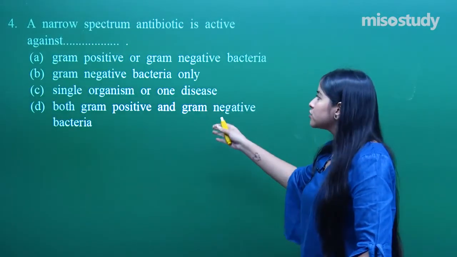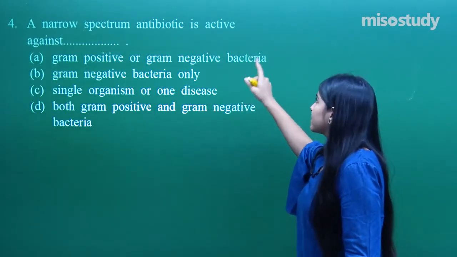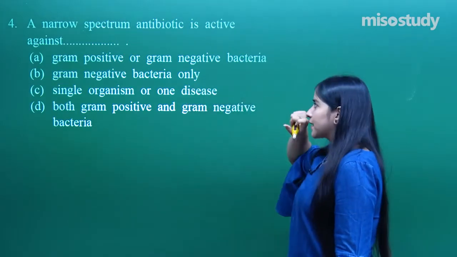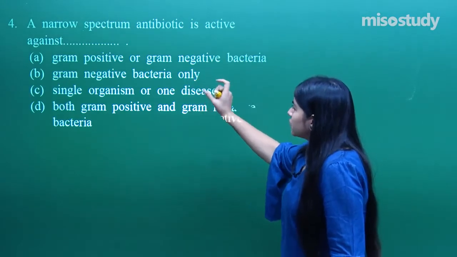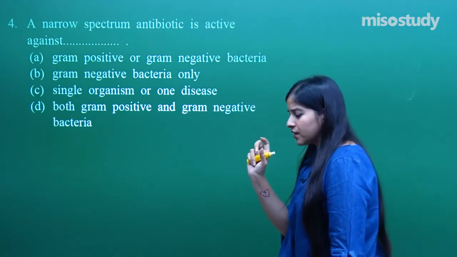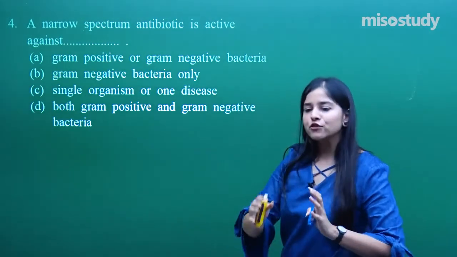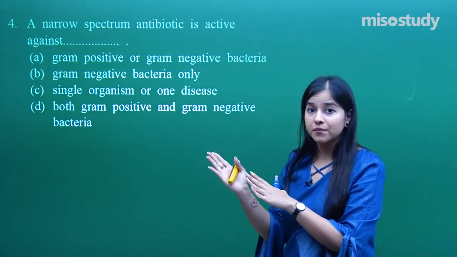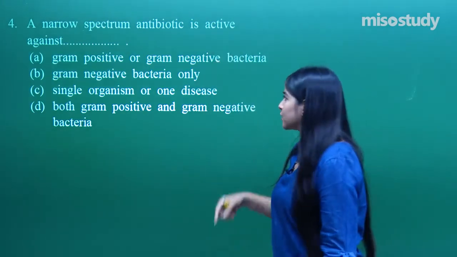Okay. Now coming to the question, simply you just have to remember it. Fine. A narrow spectrum antibiotic is active against gram positive or gram negative bacteria. That means not both, but any one of them. So here I have got a little idea, because narrow means they are specific to only a little class of the bacteria, not the entire one, which is the work of broad spectrum antibiotics. So here I think this would be correct, but let's go through the other options.